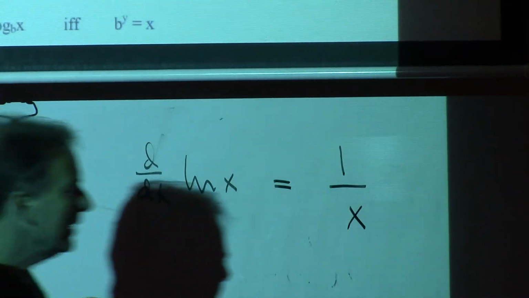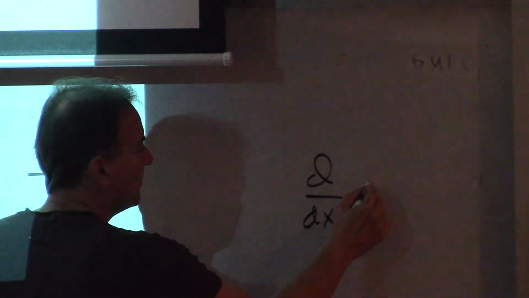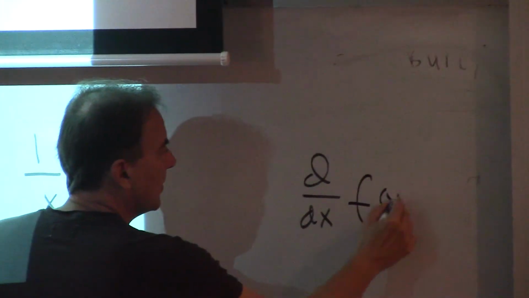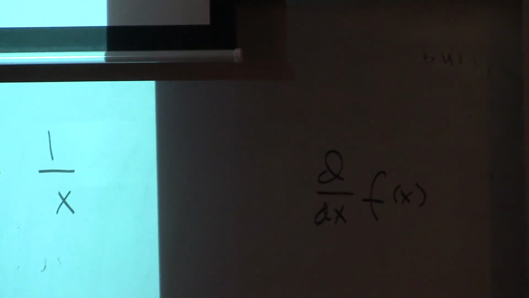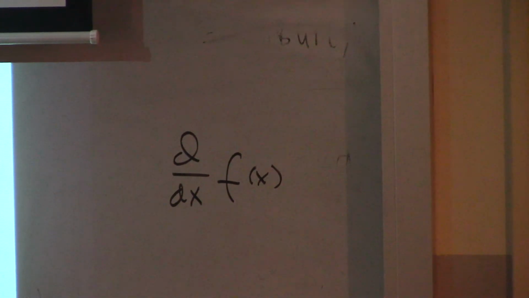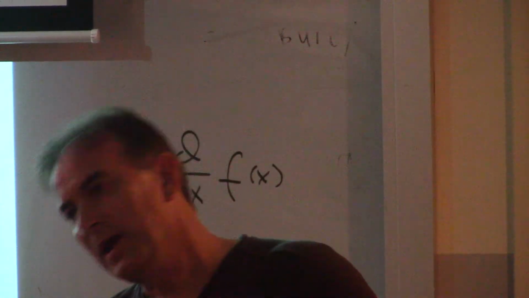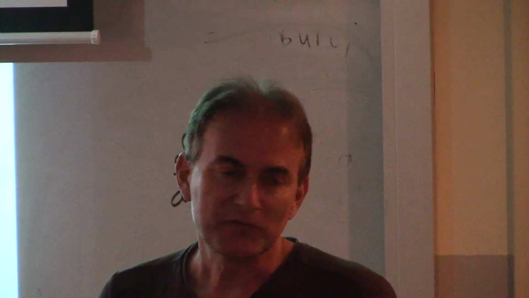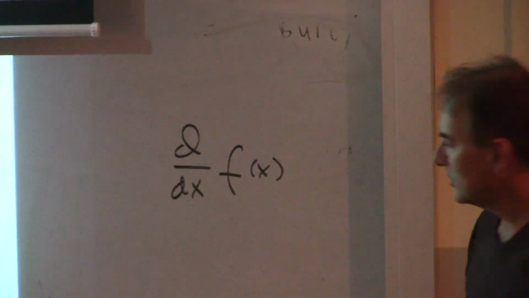Now, when we take normally the d/dx of any function of x, we produce a new function. Because the derivative of x squared is what? 2x to the 1. What's the derivative of x cubed? 3x squared. What's the derivative of 4x squared? 8x to the first power. Now, if you're a little shaken in that, don't worry about it.